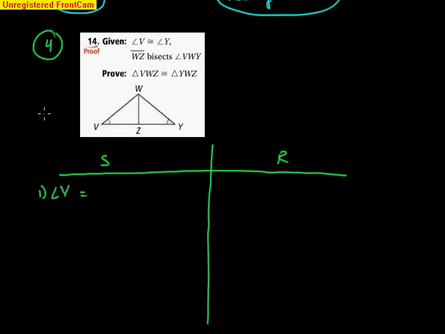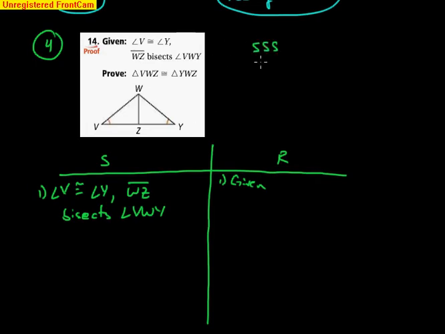So I'm given that angle V is congruent to angle Y. I also know that WZ bisects angle VWY. That's all given to me. I have to prove the two triangles congruent, so I know that side, side, side, side, angle, side, and angle, angle, side are all ways to do this.